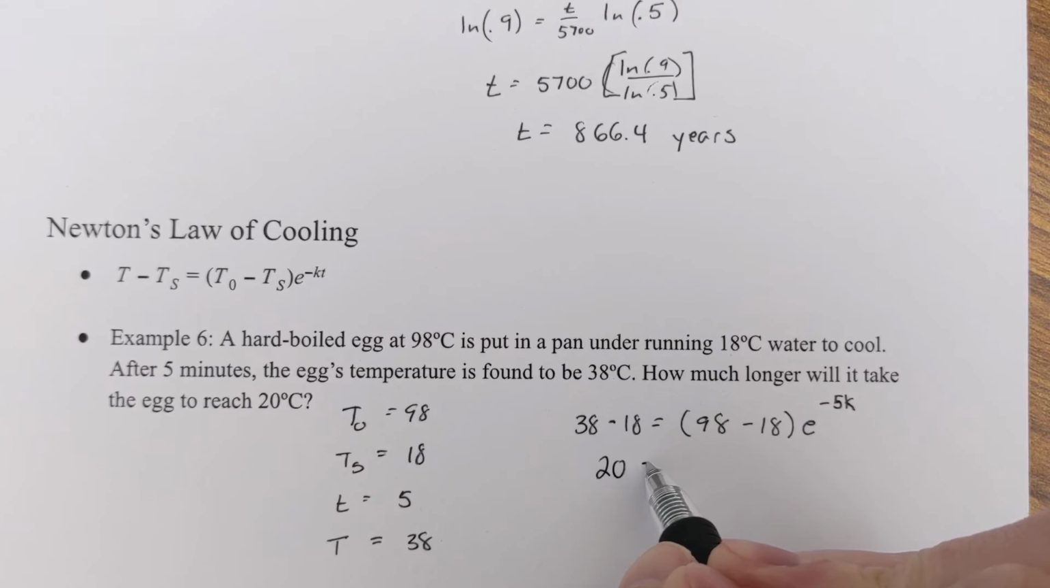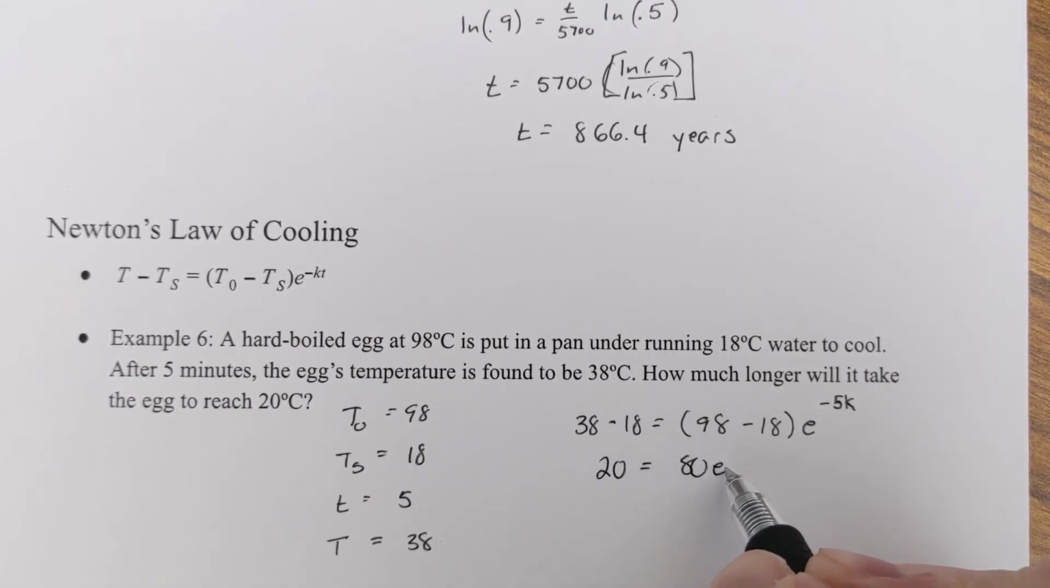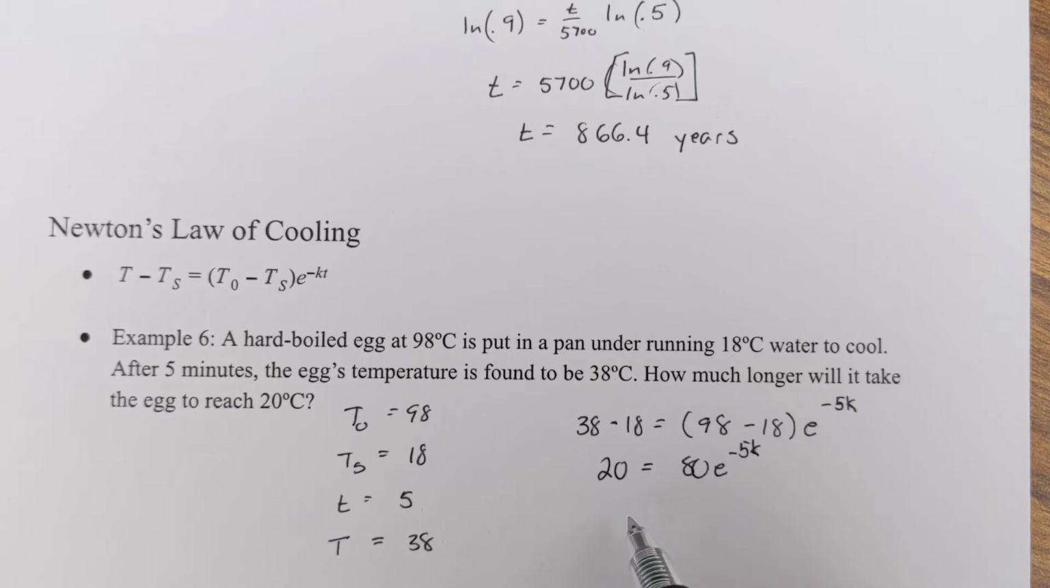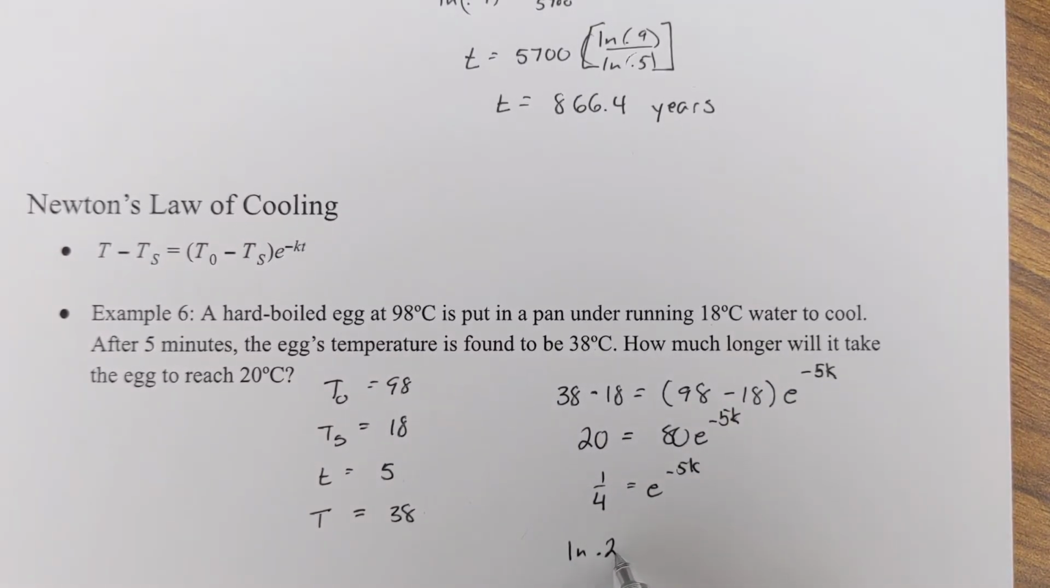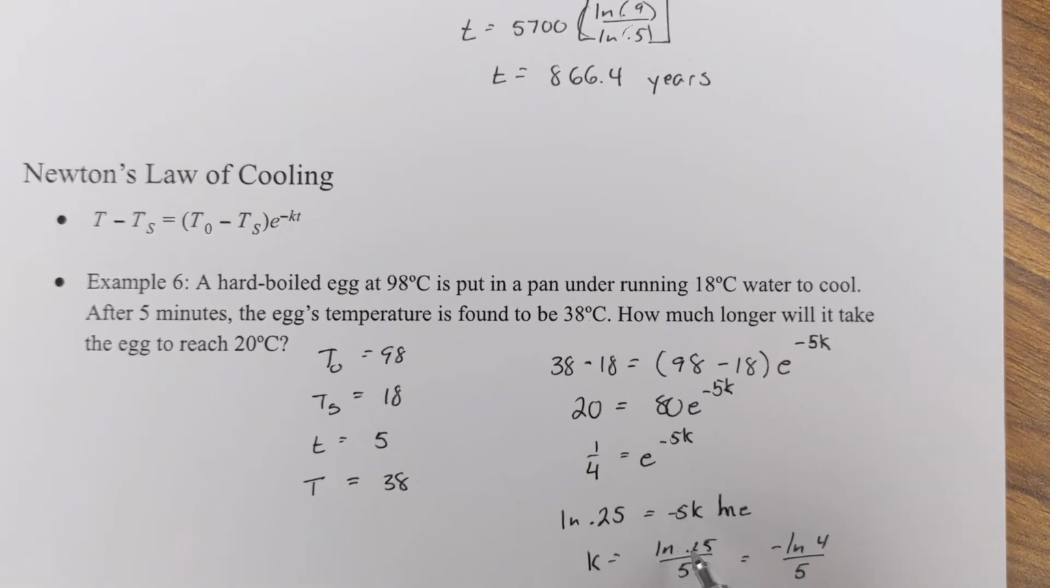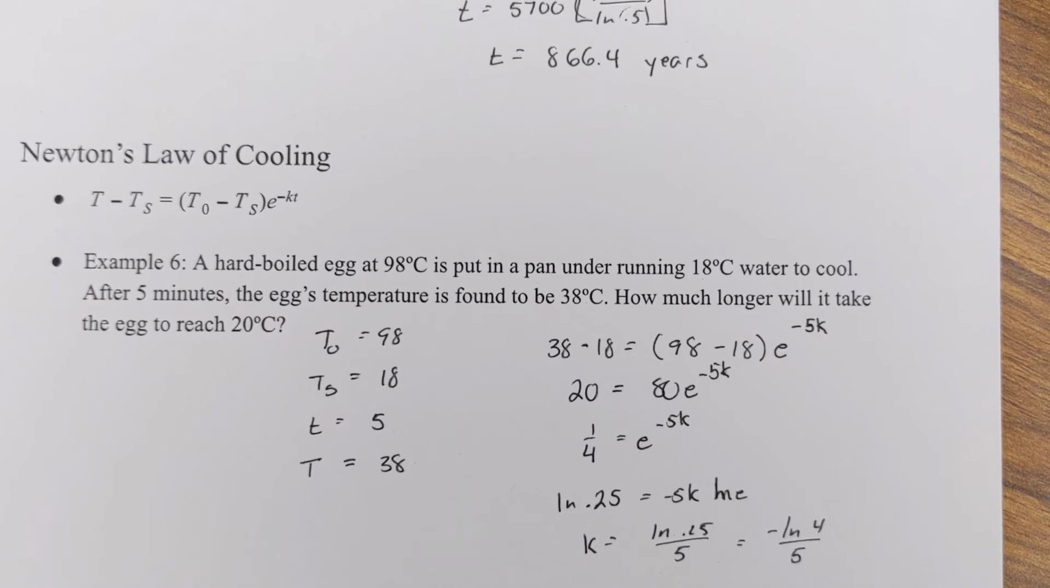So this is 20 equals 80 e to the negative 5K, divided across, so that's 1/4 equals e to the negative 5K. Take the natural log, we're going to switch to decimals, ln 0.25 equals negative 5K, whoops, ln e, which goes away. So K is equal to the natural log of 0.25 over 5, which is actually negative natural log of 4 over 5, because 0.25 is 1/4. So I can take the reciprocal if I put a negative out front.